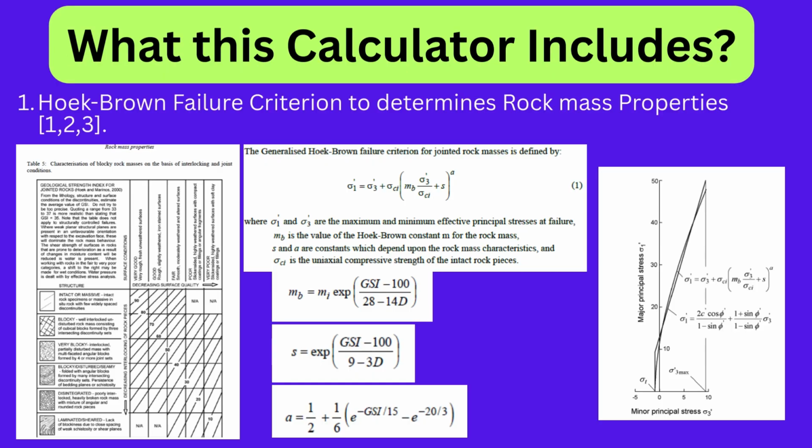Here is an overview of the parameters and the formulas used in Hoek and Brown failure criteria, where you can see the GSI chart, failure criteria formulas, and other formulas to determine rock mass properties. For more information, reference articles are provided on our last slide.